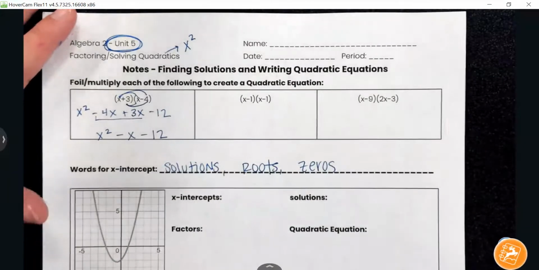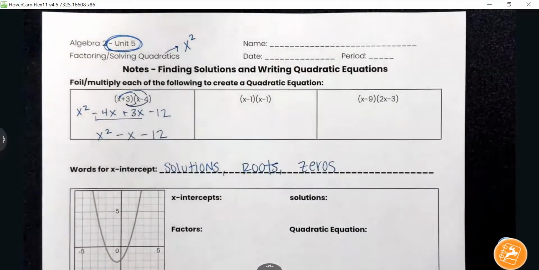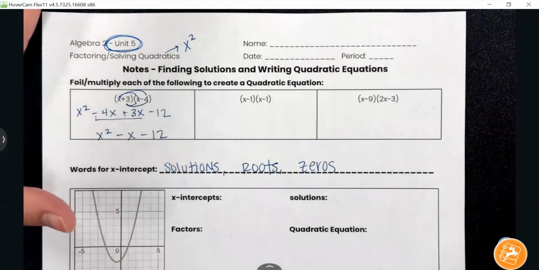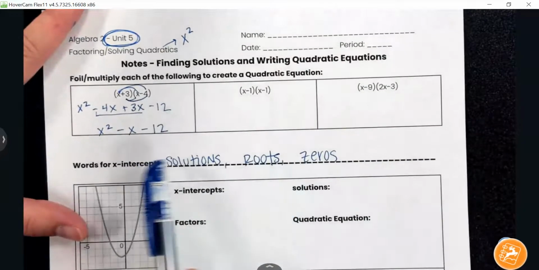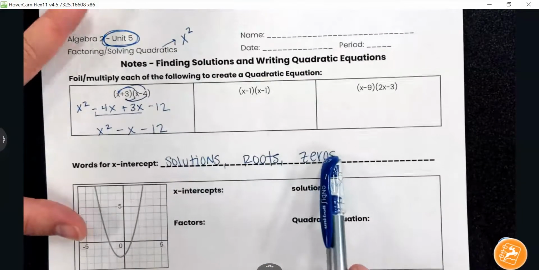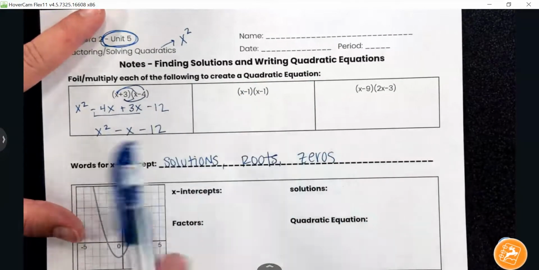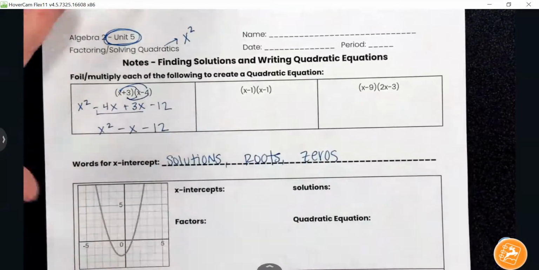If you're on a test and it says, what are the roots? And you say, Miss Bailey, what does this mean? I am going to walk away. You have to know that solutions, roots, zeros all mean x-intercepts, okay?